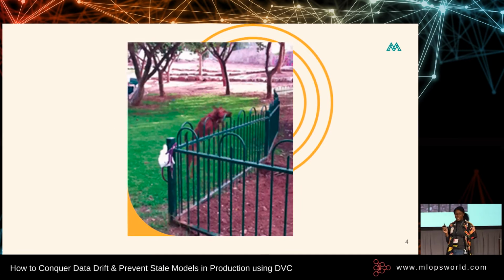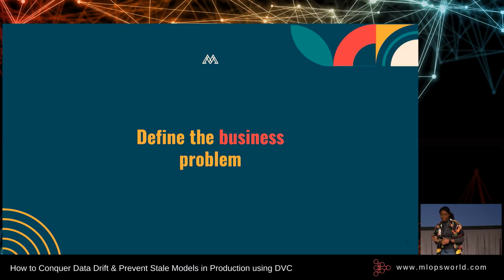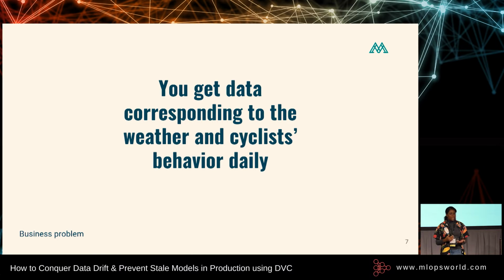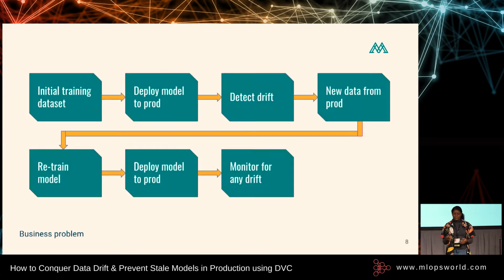Okay, so now we can jump into the topic today. First, we're going to start by defining our business problem, because we need a really well-defined problem, right? So we're going to pretend today that we work for a bicycle company, and they need to know when and where to move their bicycles. We have some data that corresponds to the weather, cyclists' behavior during the day, maybe some events going on around the time that they're trying to move these bikes around.